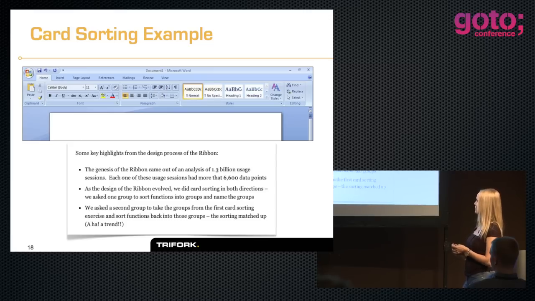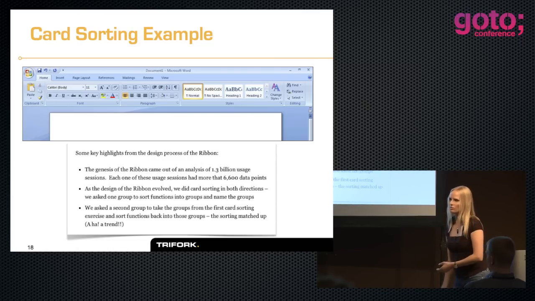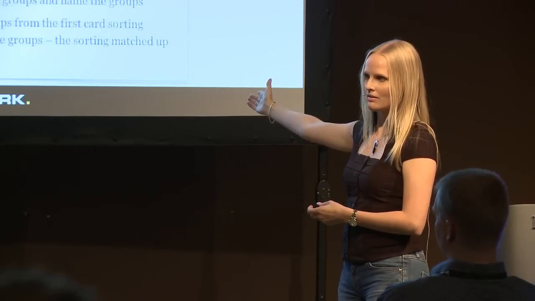As the design of the ribbon evolved, we did card sorting in both directions, so opened and closed. We asked one group to sort functions into groups and name the groups. We asked the second group to take the groups from the first card sorting exercise and sort functions back into those groups. The sorting matched up, meaning you got it right. And based on how many users they have put into this, this actually works.